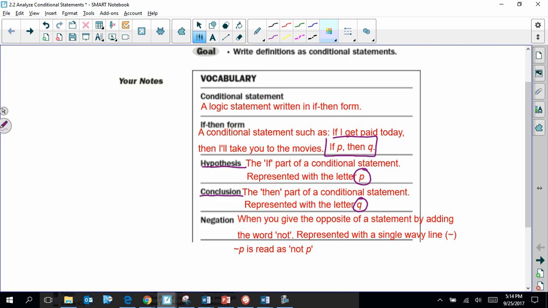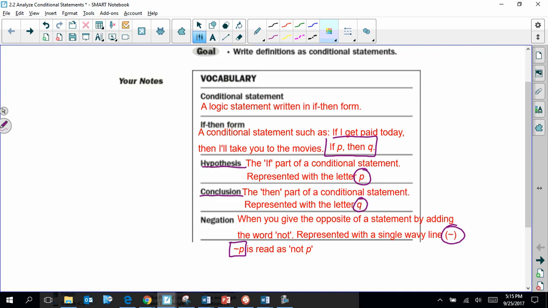Now when we talk about a negation, a negation is something that we do as a part of a logical statement, where I say, well, if I don't get paid today, or if I don't get the day off, we're negating something, where we add a not part to it. If you see the single wavy line that we have here, that's the symbol for negating something. The symbol with the little wavy line and the P, we say that's not P. So in the example in the if-then statement, if I get paid today, that's the hypothesis. If I negate the hypothesis, I would say, if I do not get paid today. That's how we would negate it.